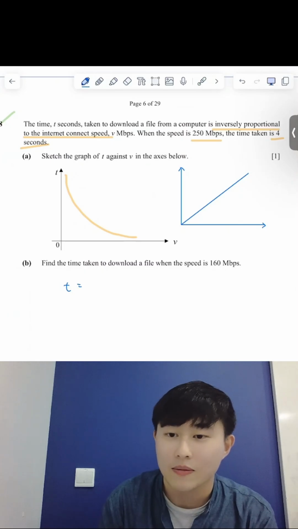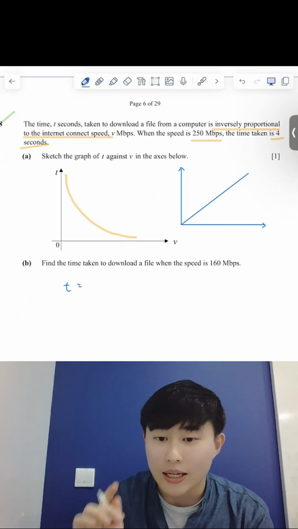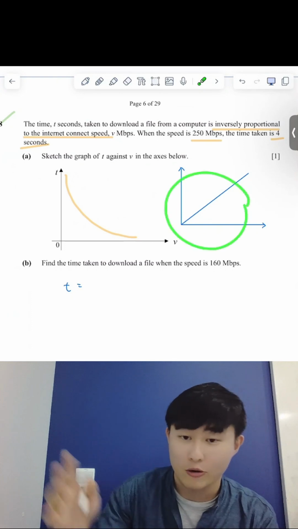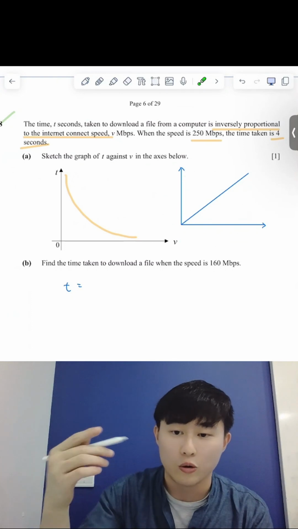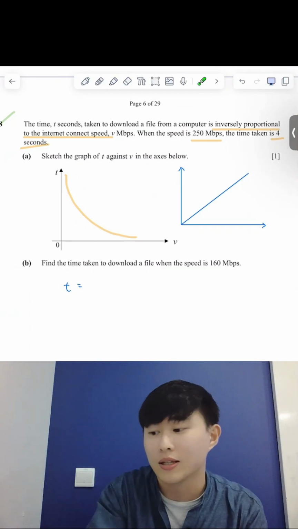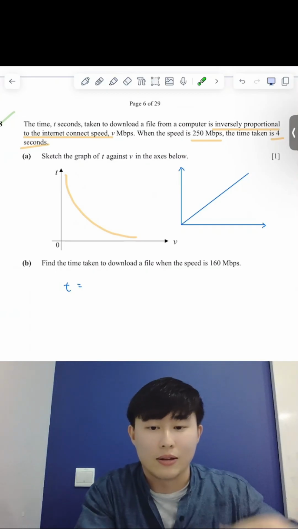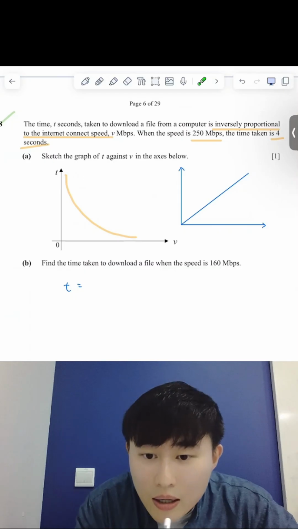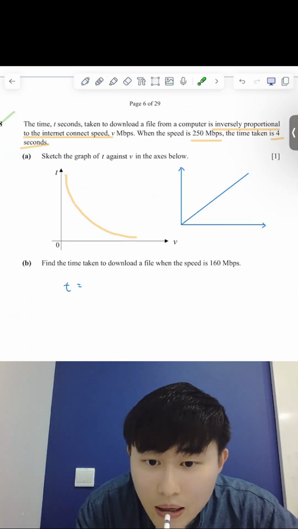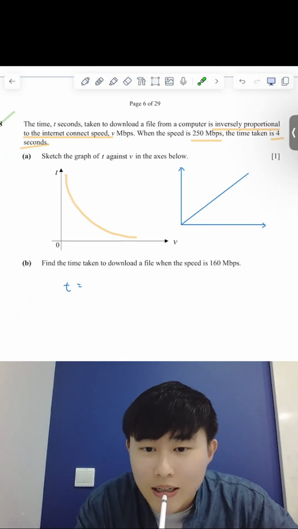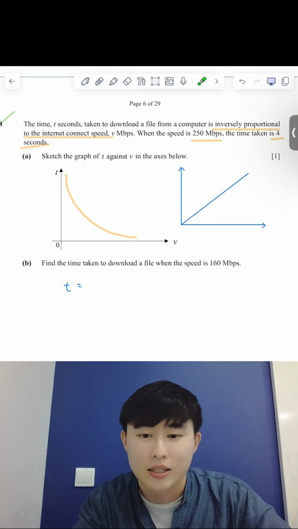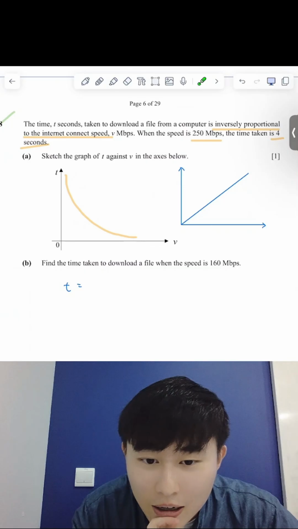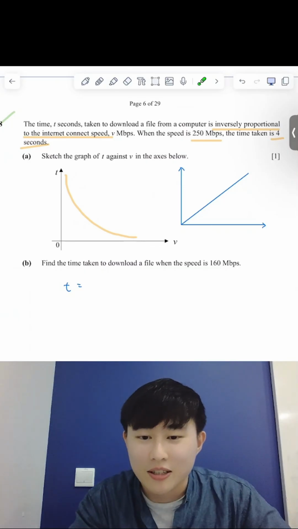There is a reason why, but I'll not spend so much time on this because I'm not going through direct and inverse proportion. If you're interested, maybe in the future, when we have programs, you can come and join us, then we will explain this a bit more. Yes, very good. For this kind of question, you need to start from the origin.